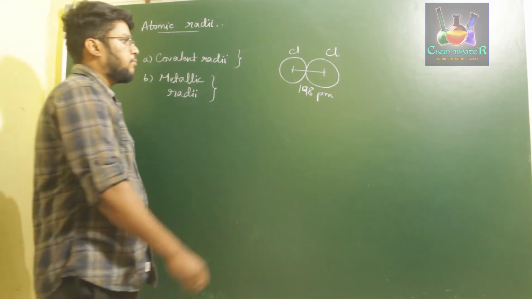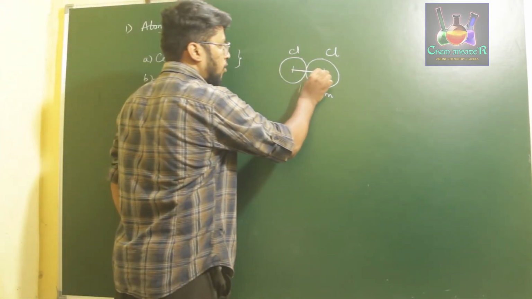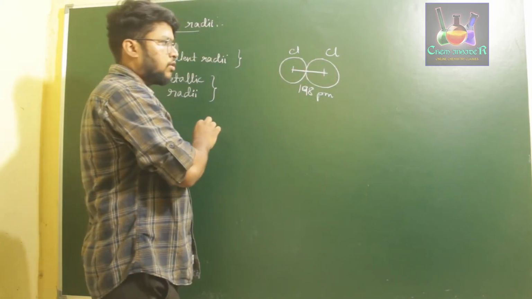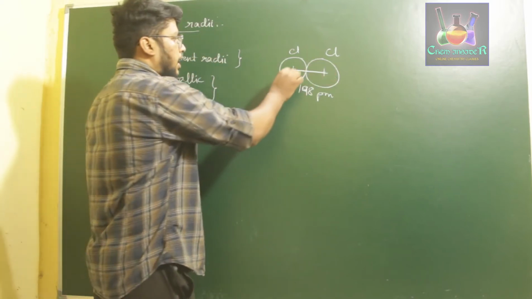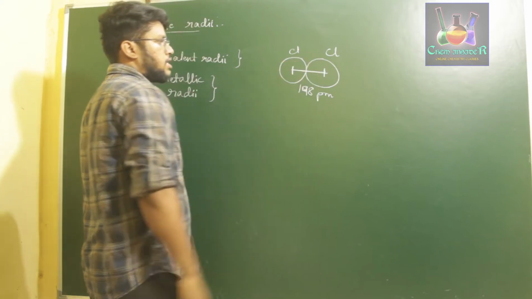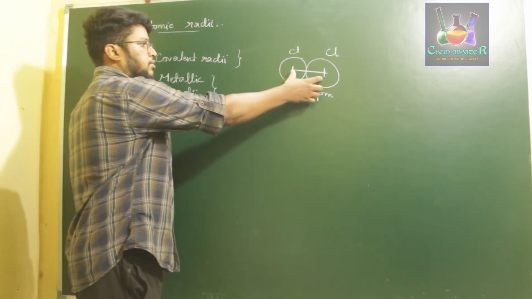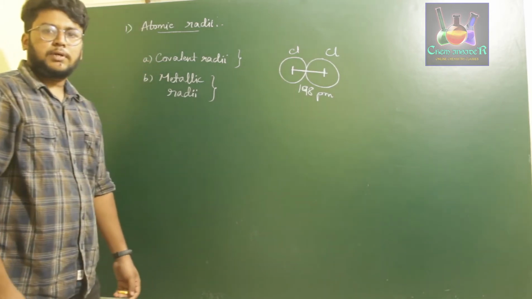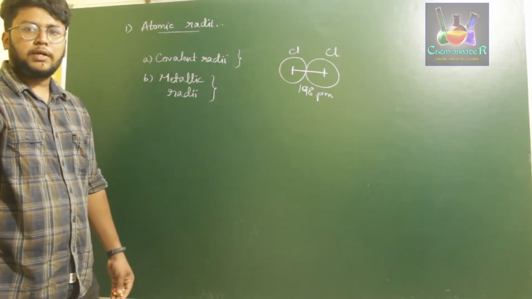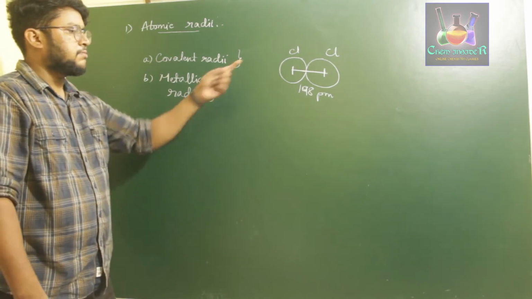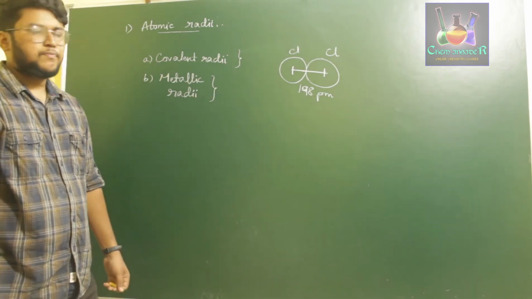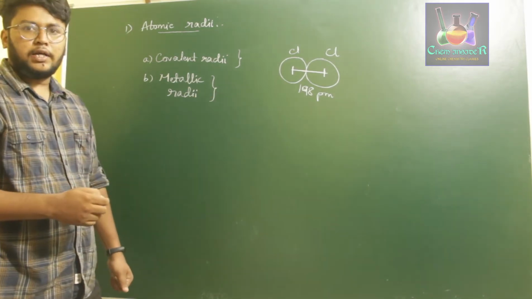Once you find out the bond length of the chlorine molecule, this is the bond between the chlorine atoms of a molecule, and that bond length is nothing but the distance between the two internuclei. The distance between the two nuclei of chlorine is nothing but their particular bond. Since non-metals form covalent bonds, this is called a covalent radii. So what is a covalent radii?